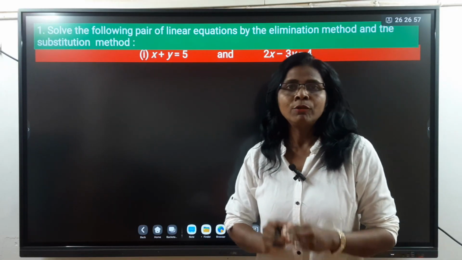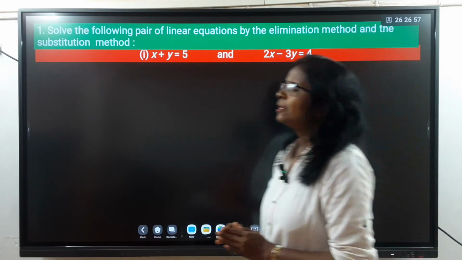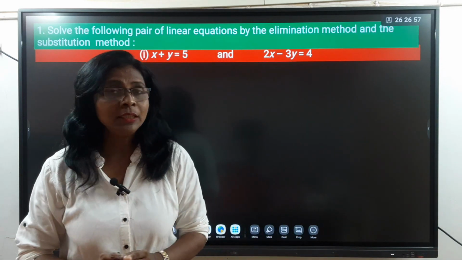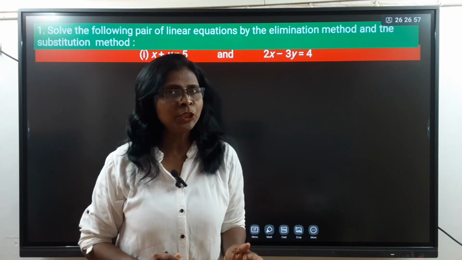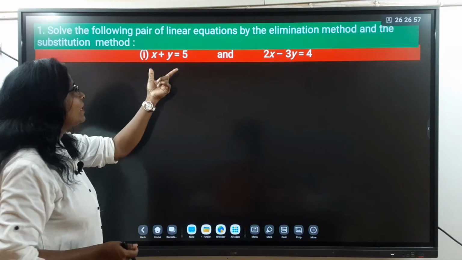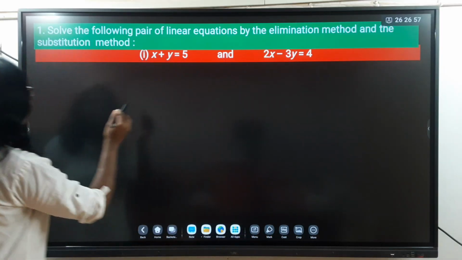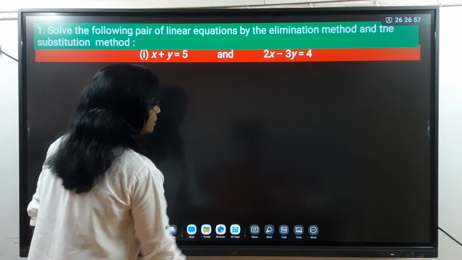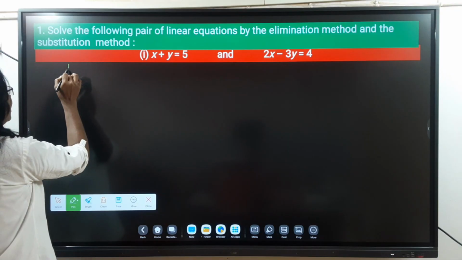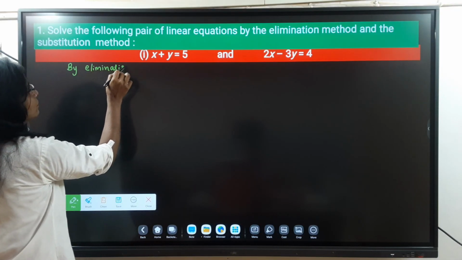So now here students, first understand this instruction, that we have to solve this equation with the help of the elimination method as well as the substitution method. So the first example is x plus y is equal to 5 and 2x minus 3y is equal to 4. So let us solve it by the elimination method. First I use the elimination method.